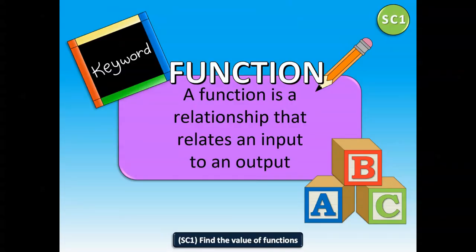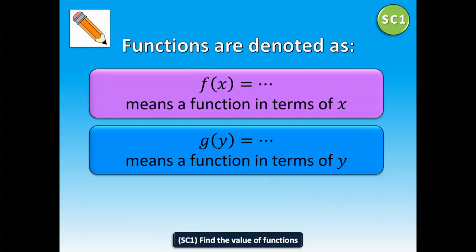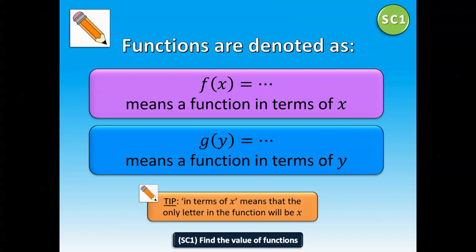A function is a relationship that relates an input to an output. So functions are denoted as f of x, which means a function in terms of x, or it may be given as g of y, which means a function in terms of y. In terms of x means that the only letter in the function will be x.